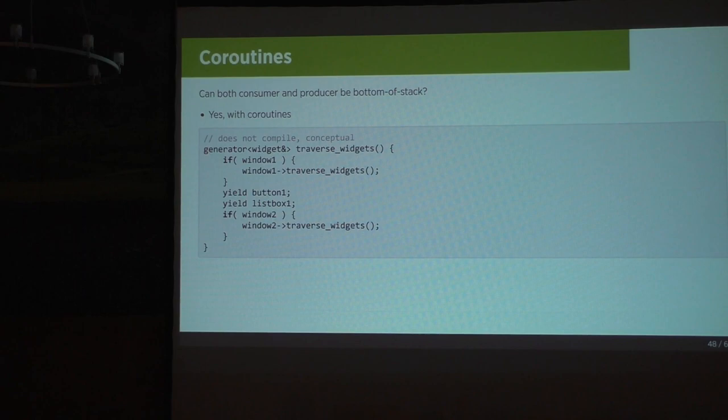Of course, it would be nicest if the consumer and the producer would both be at the bottom of the stack. That'd be beautiful. This is what coroutines do. Unfortunately, this is kind of conceptual, right? This is how it looked.